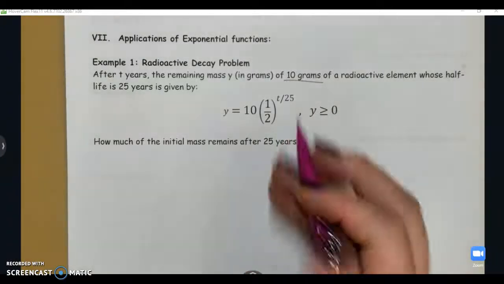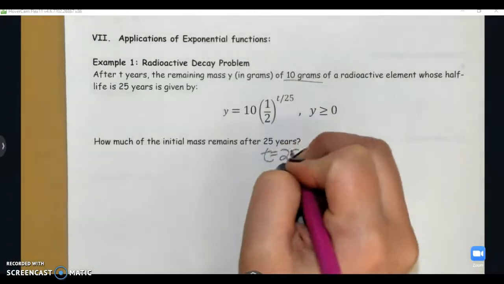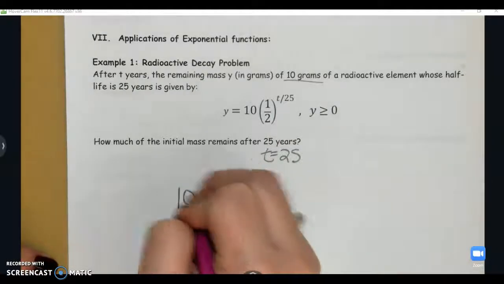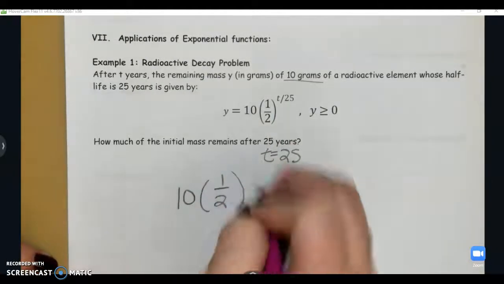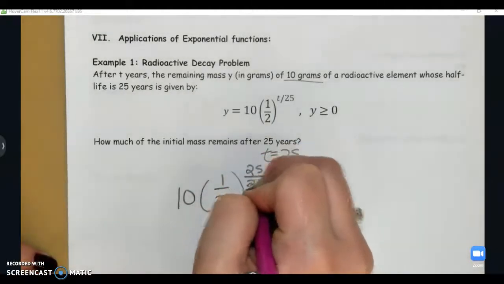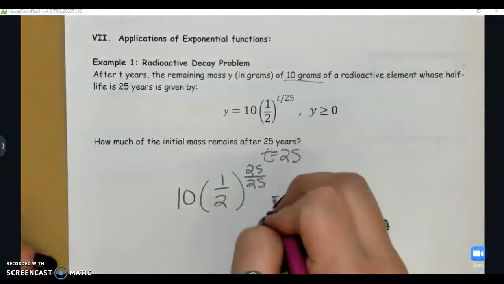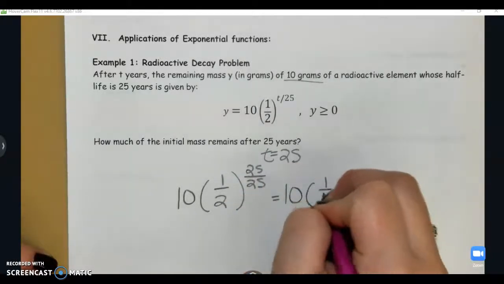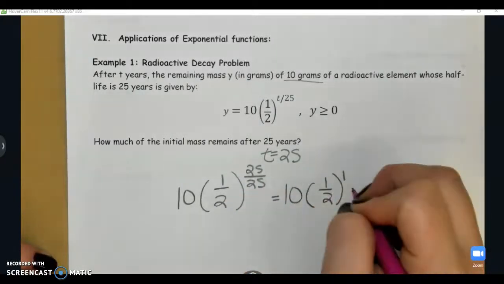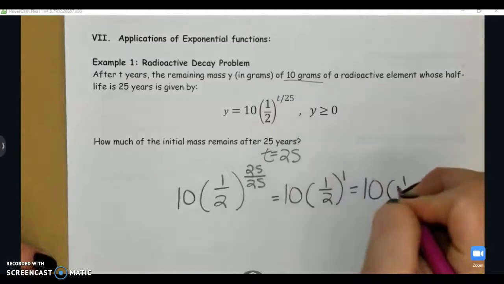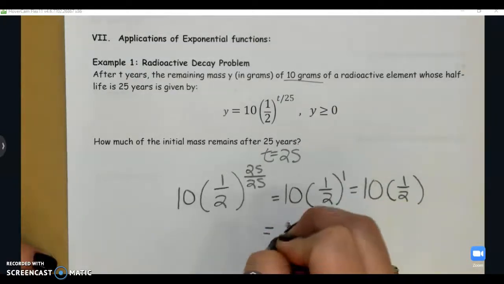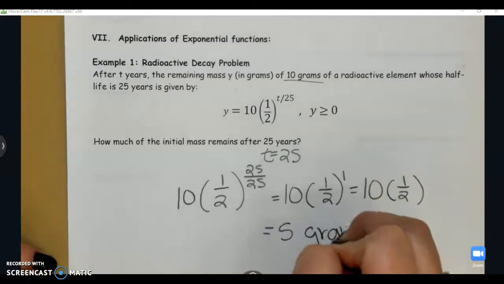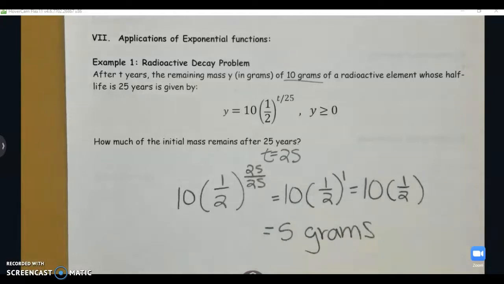So let's test this out. So if t is 25 and we plug that into the formula we're given, we are going to be able to do this without a calculator because 25 over 25 is 1. So that's 10 times 1/2 to the first power, which is just 10 times 1/2, which is in fact 5 grams. So that is our half-life, radioactive decay. Half of it is left after 25 years.